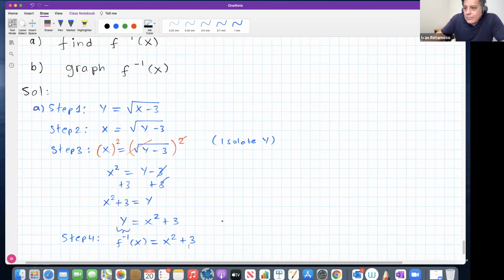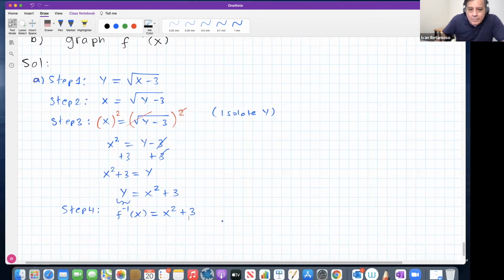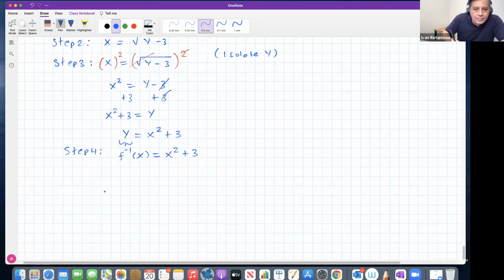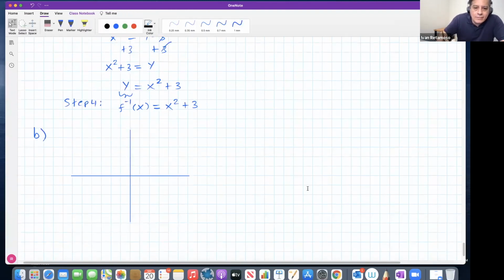Now, they want you to graph this function, part B, right? Part B, let's do it here. They want you to graph this. But let's use the property that we stated, which says that once you have the graph of your original function, the graph of its inverse should come for free, because it's just a reflection of the graph of the original function, right?